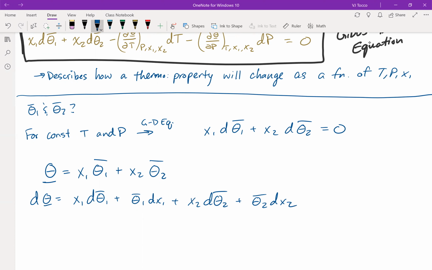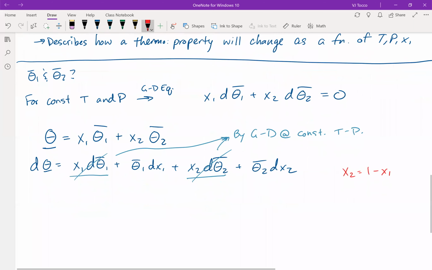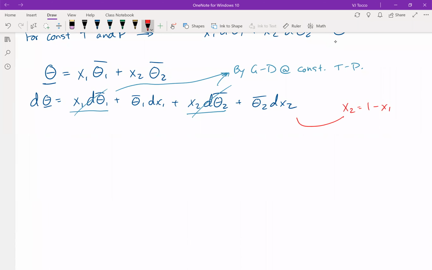Theta 1 dx1 plus x2 d partial molar 2 plus partial molar 2 times dx2. All right, now rearranging things a little bit, recognize that I've got an x1 d theta 1 and an x2 d theta 2, which are both being added together. So if I group those things together, I recognize that those have to sum to 0 by the Gibbs-Duhem equation at constant T and P. All right, so now I'm left with just these three terms. Next, I'm going to apply the physical constraint and say that x2 must be 1 minus x1 because they're mole fractions, and applying this to that derivative.